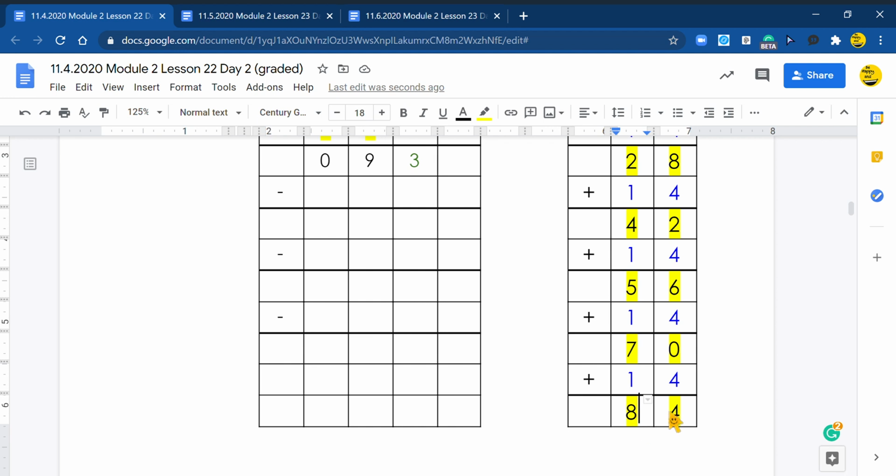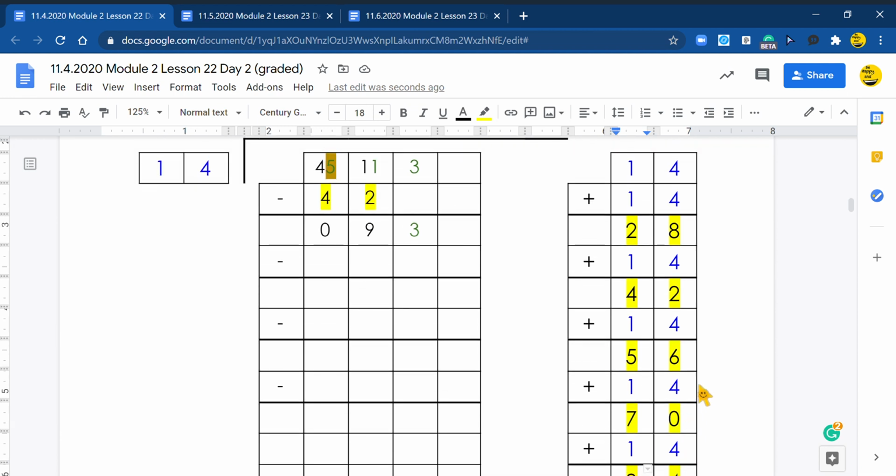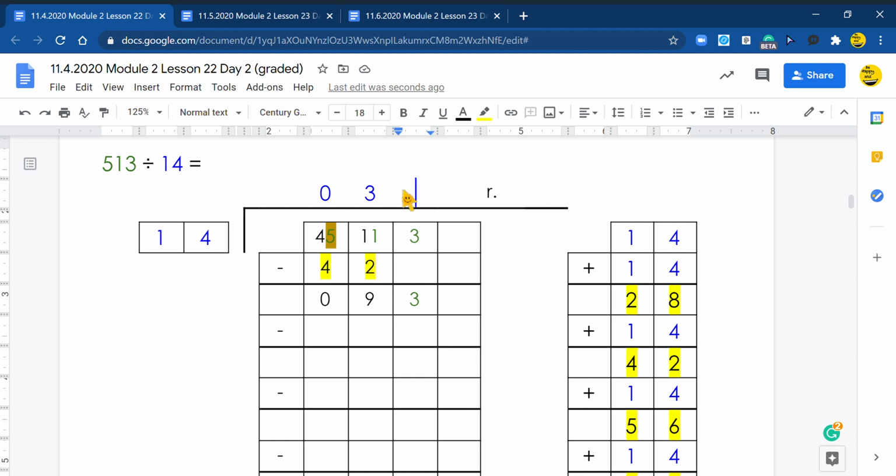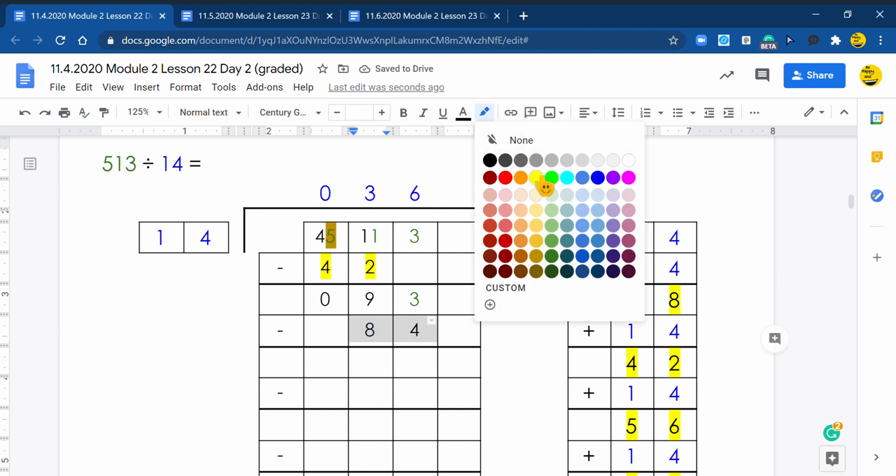And I'm sitting here in my head thinking, let's quickly add this up. If I do 4 plus 4, I get 8, and 8 plus 1 is 90. So I'll get 98 if I do it again. So I'm going to use 1, 2, 3, 4, 5, 6 14s. I'm going to put my 6 here. 6 times 14, it is 84. So right here, I'm going to write an 8 and a 4. I'm going to quickly highlight it in yellow so that you can see where I got it.